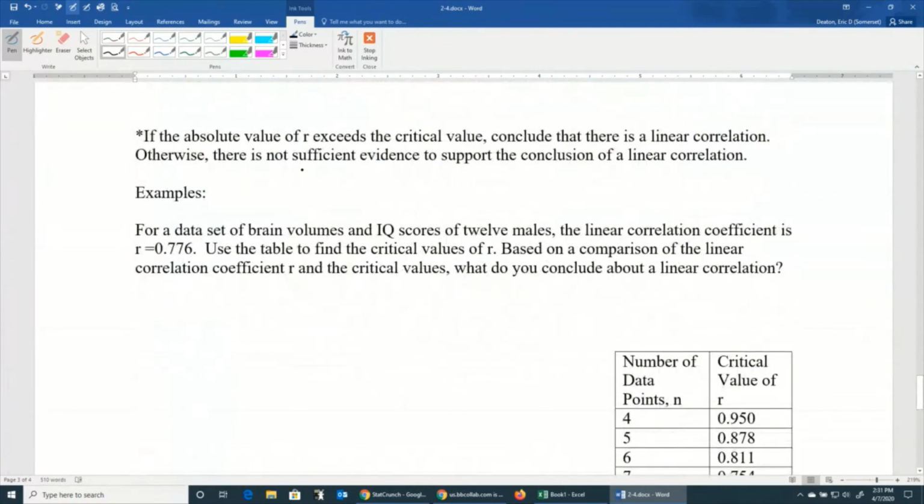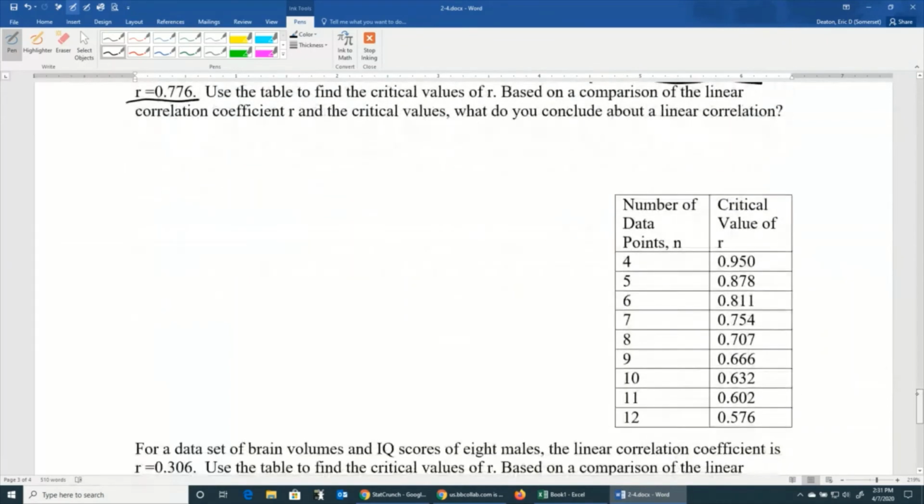Here's what I was just saying: you can also use absolute value, but just look at the right side if you want to. So if it's greater than the critical value of R, I know there are things you have to watch out for, but as far as variables go, the linear correlation coefficient for this example is R equals 0.776. That's the actual R value from the data. And then these are from the table.